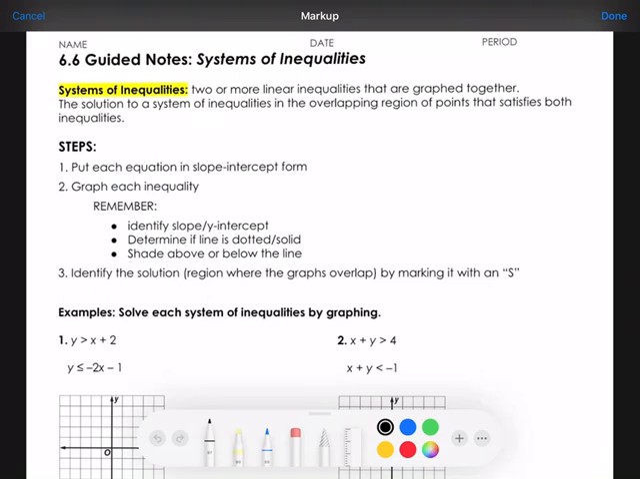So like when we're working with a system of equations, we would have two lines, maybe a line that looks like this and a line that looks like this. And the solution would be this point right here where they intersect.